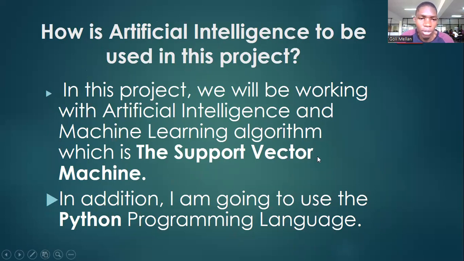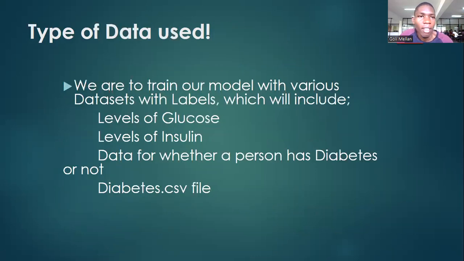In addition to that, we are going to use the Python programming language. These are some of the data sets that we are going to use. We shall be training our model using the levels of glucose, insulin, and data on whether a person has diabetes or not, which are all included in that diabetes.csv file.